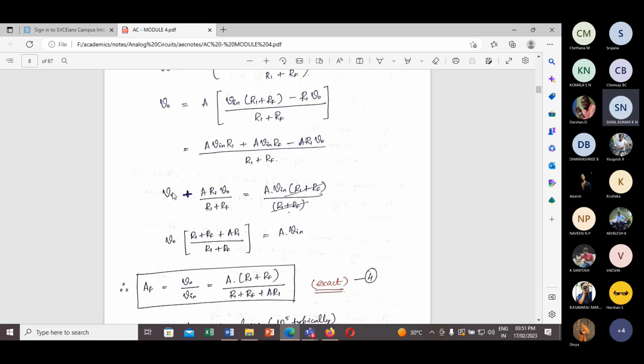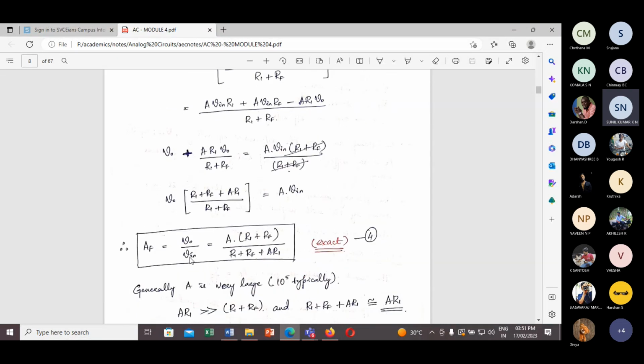So you can see Vo plus A times R1 Vo divided by R1 plus Rf. Here all the Vin terms will be there, A into Vin divided by R1 plus Rf, divided by R1 plus Rf, so it cancels. And if you consider Vo by Vin, you will get A into R1 plus Rf divided by R1 plus Rf plus A times R1. So this is the exact analysis.